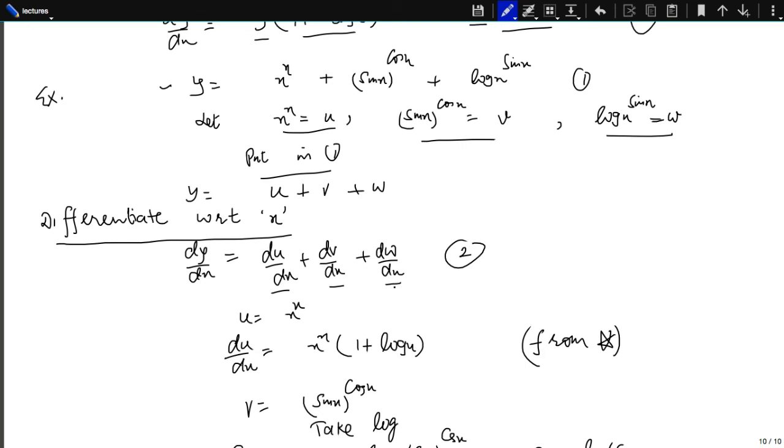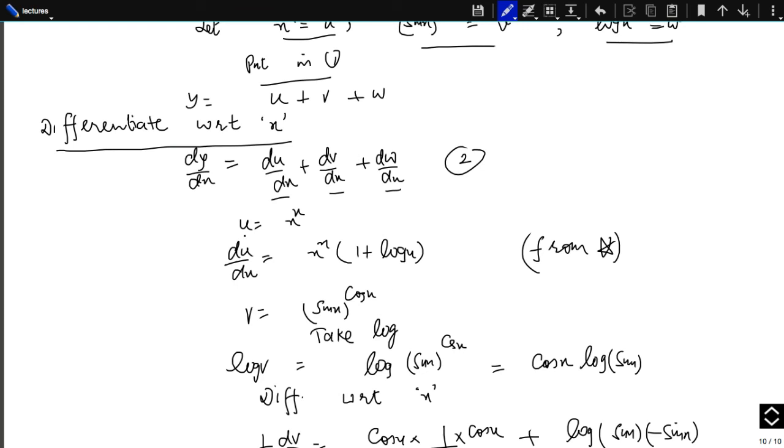We do first u is equal to x raised to x. We have done its derivative earlier. Its derivative is x raised to x into 1 plus log x. We have done above. v is equal to sin x raised to cos x. Again, this is variable raised to variable. Take log on both sides. Log v is equal to log of sin x raised to cos x, it becomes cos x into log of sin x.